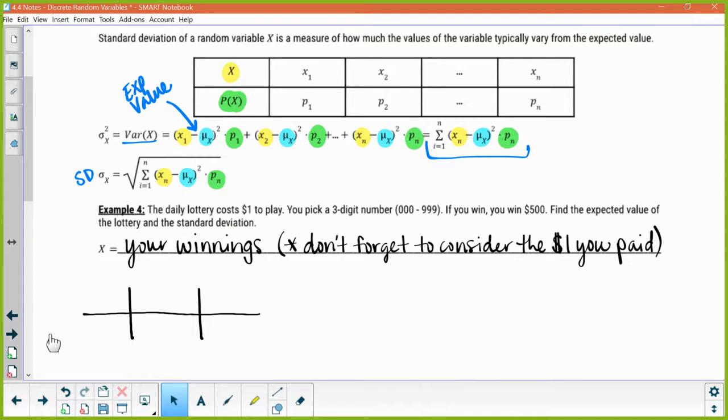Now, one thing you have to consider is the fact that this is a game that you paid for. So we're going to have to consider the possibility of us losing that $1. Even though we may win $500, we're still paying $1 to play. So I have two possible outcomes. I could lose, and that means I'm just out my whole dollar, or I could win and my profit is $499 because I paid my dollar. They gave it back to me.